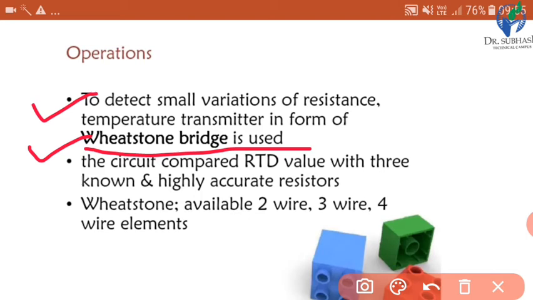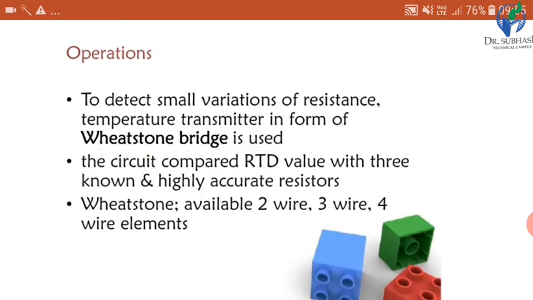The circuit compares the RTD value with three highly accurate resistors. So in a Wheatstone bridge circuit, in one arm there is an RTD and the other three arms have known, very accurate resistances. The Wheatstone bridge is available with 2-wire, 3-wire and 4-wire elements. These are different designs of Wheatstone bridge that we can use with an RTD.